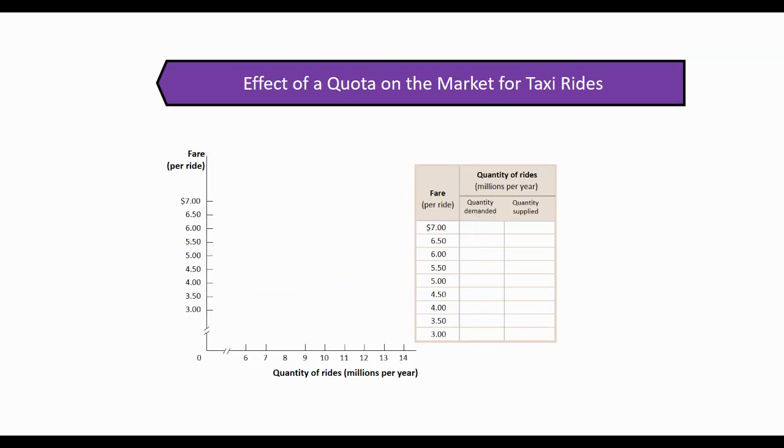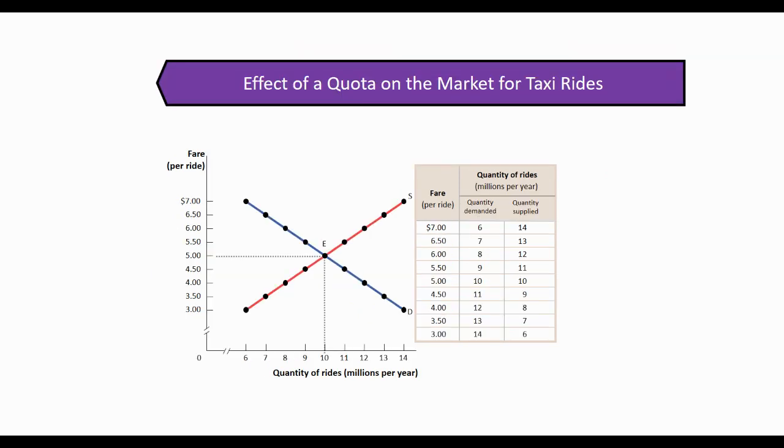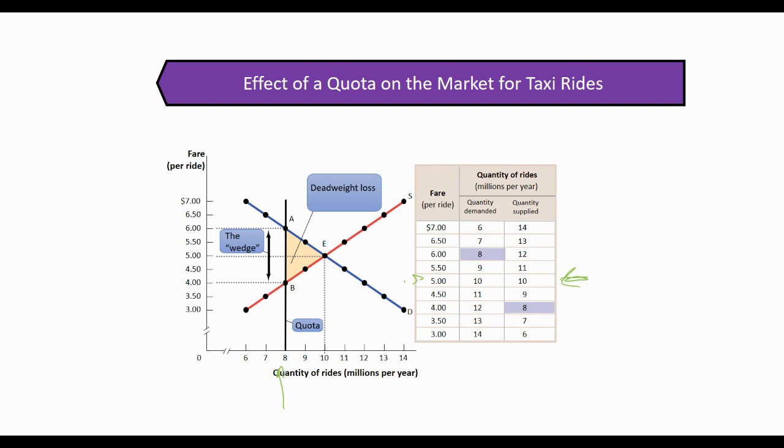So let's say the government turns around. Once again, we're still back at that equilibrium. What happens if the government steps in and puts a quota at 8 million? They put a quota in at 8 million. We know equilibrium was right here at $5 and we got 10 million, right? 10 million was supplied, 10 million demanded.